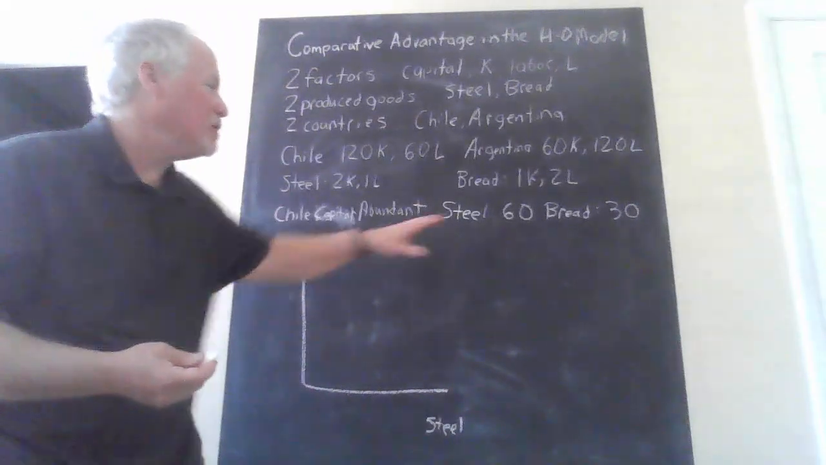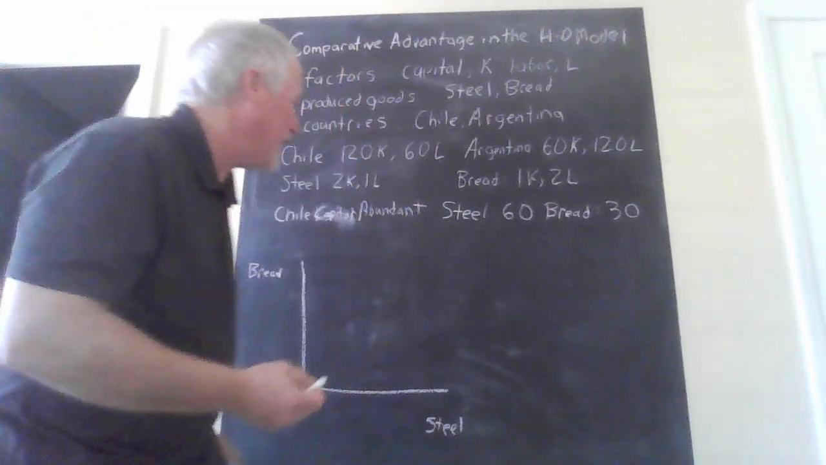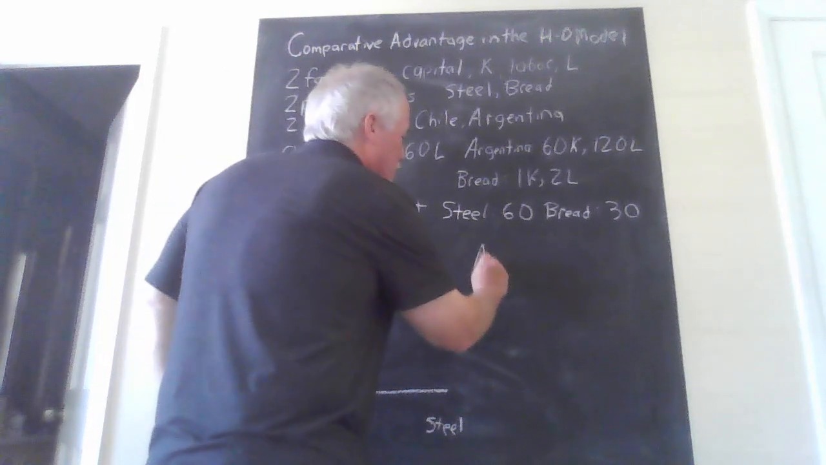So Chile would be able to produce 60 units of steel, 30 units of bread. And then Argentina, well, the numbers just flip around.